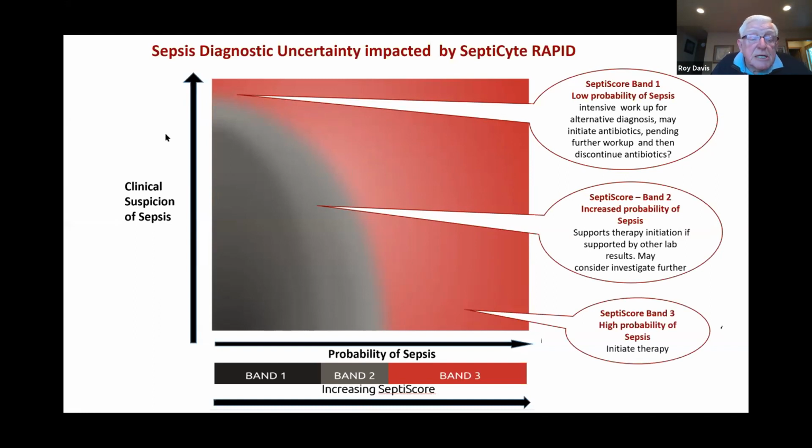And then this group that has low clinical suspicion is a group that's frequently delayed in their initiation of therapy. If the sepsis score comes back with a band 3, this would drive one to initiate therapy early.